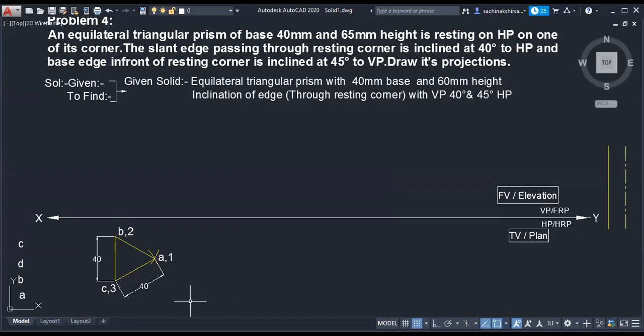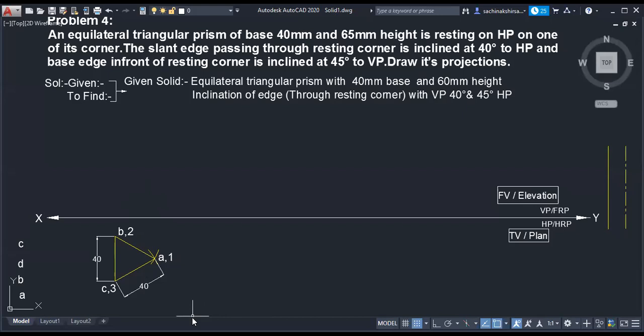Okay, so is it necessary to join this corner with its center? Is it necessary? No. Why should we not join its corner with its center? Because it is a prism, it is not a pyramid. In case of a pyramid, we have to join its corner with its center.